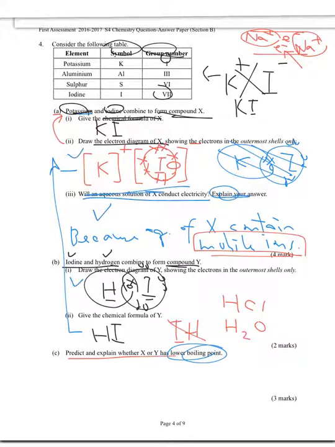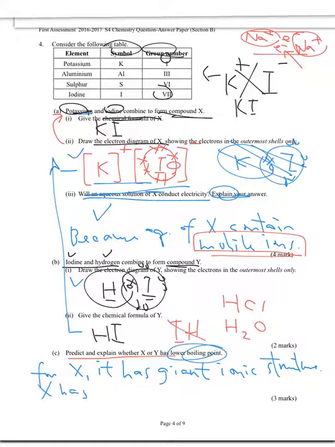For compound X, it has an ionic bond, it has a giant ionic structure. That means X has strong ionic bonds between ions. Therefore, X has a higher boiling point.